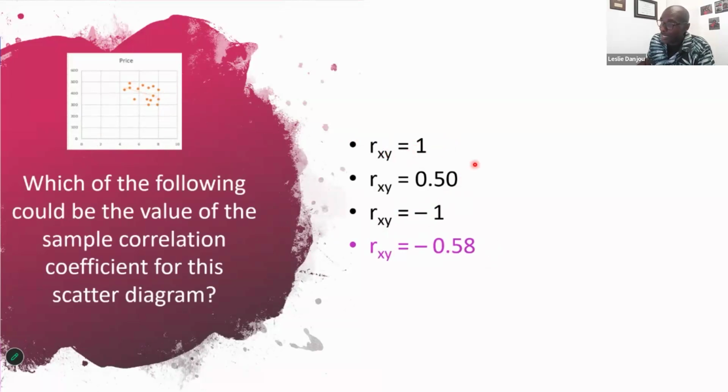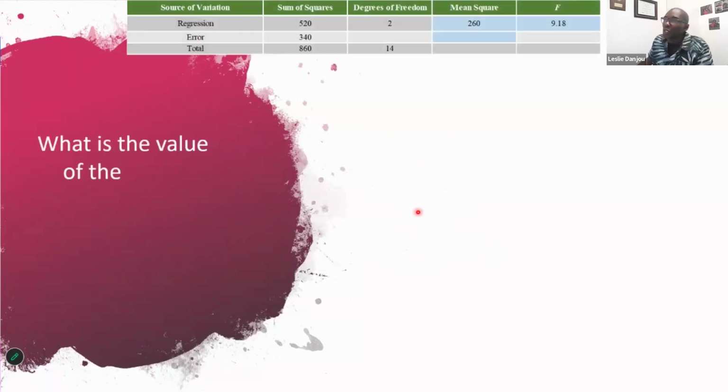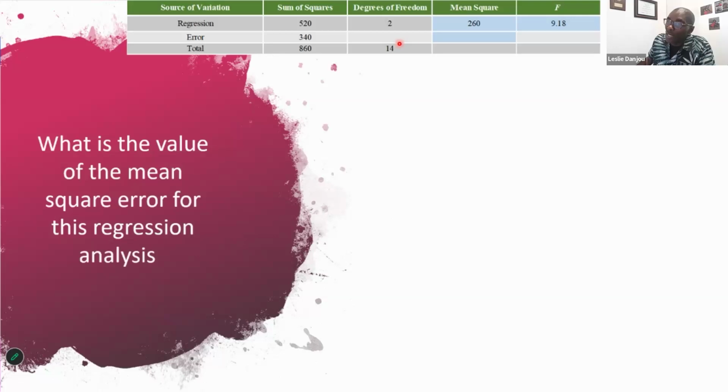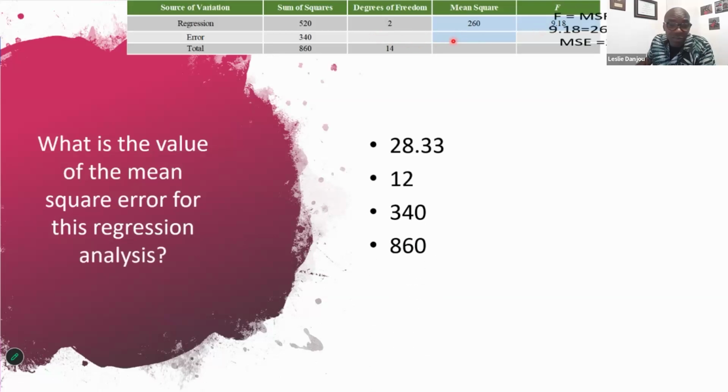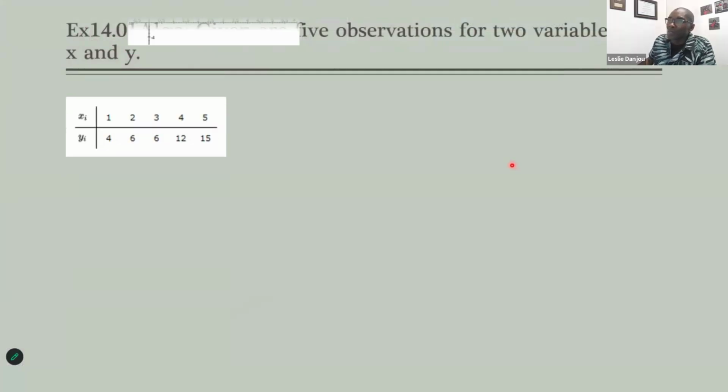So it's not a positive. This one is a negative correlation. We're going to also provide you data, and you're going to be able to calculate these numbers right here just by putting it into our template.